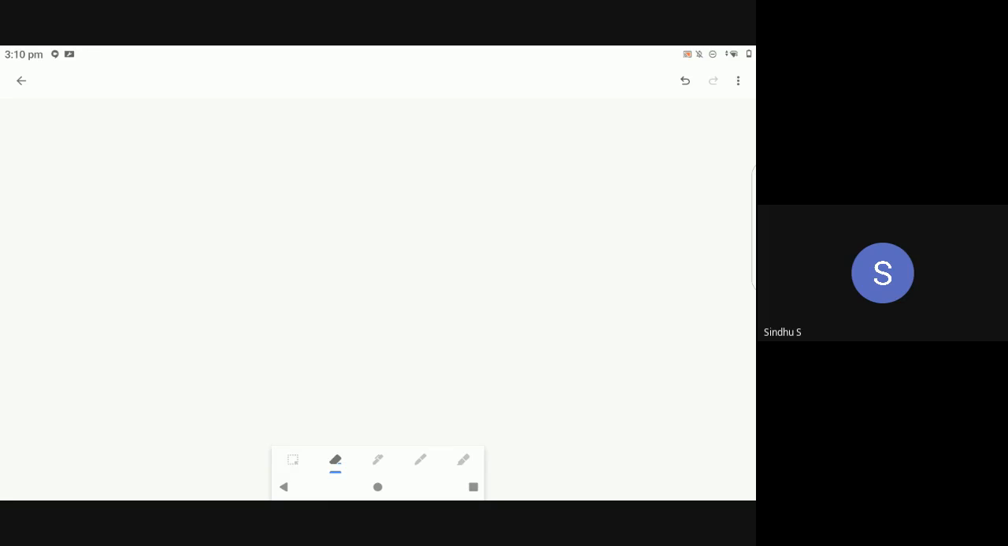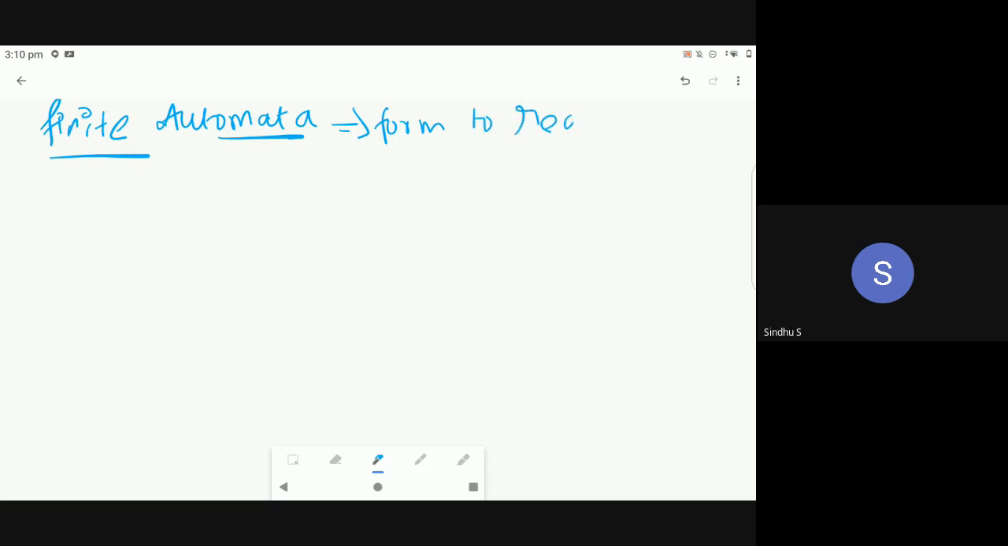So finite automata. Actually, FA, finite automata, is the simplest form of machine to recognize a given pattern. It is the simplest form compared to all other types. Finite automata is very simple, the simplest form to recognize the given pattern.